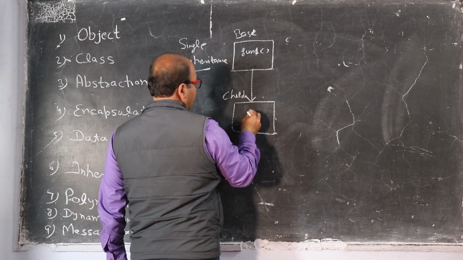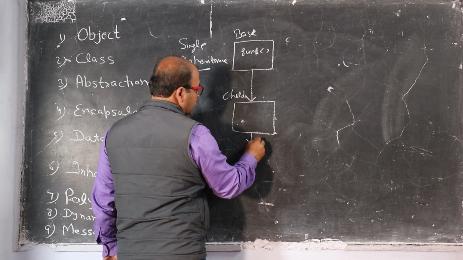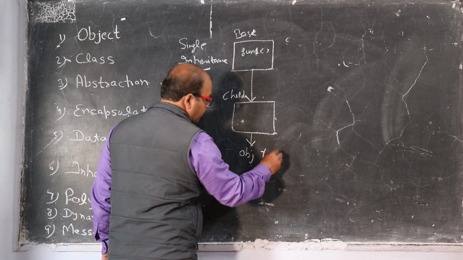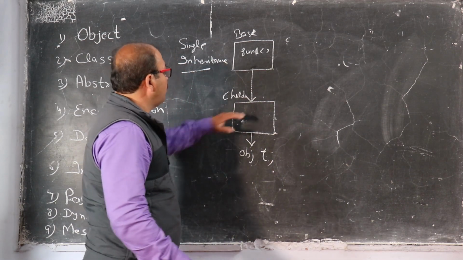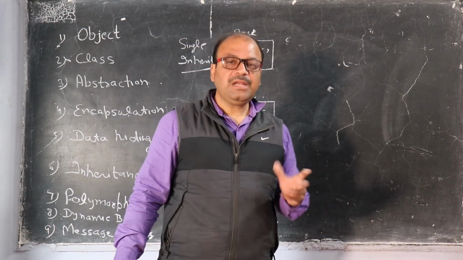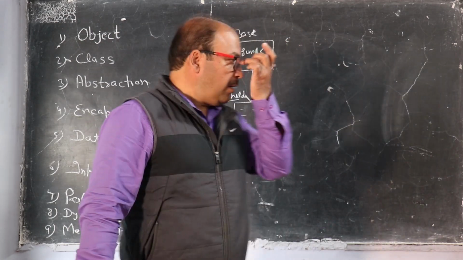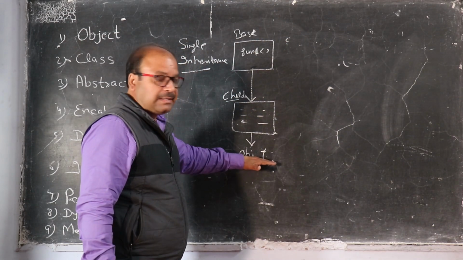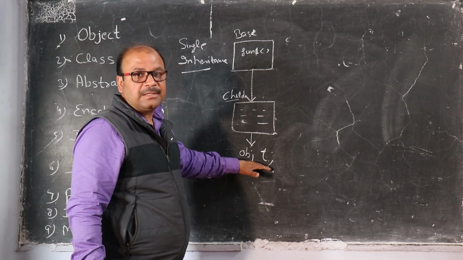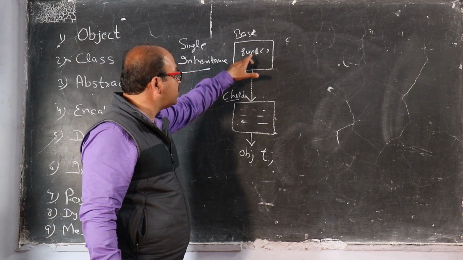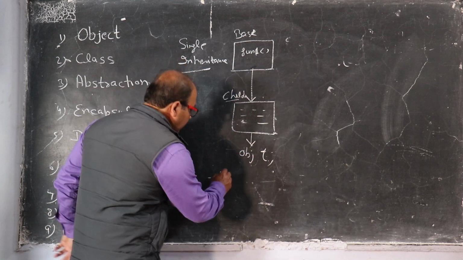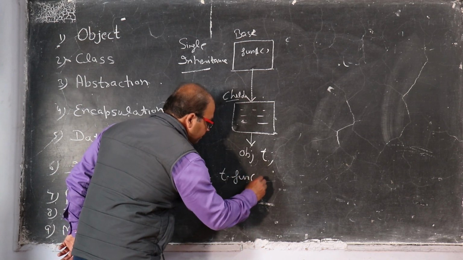fun1 and we have the object of this class, say object t. Now, in the child class, fun1, function 1, is not there. Now, if I can access function 1 through the object of the child class, then we can say that function 1 is inherited in the child class. T dot fun1.